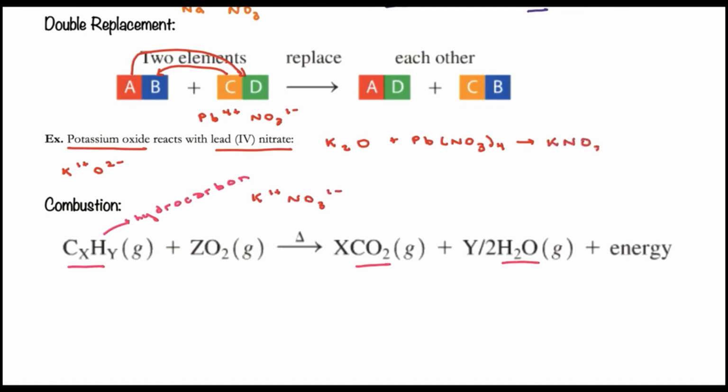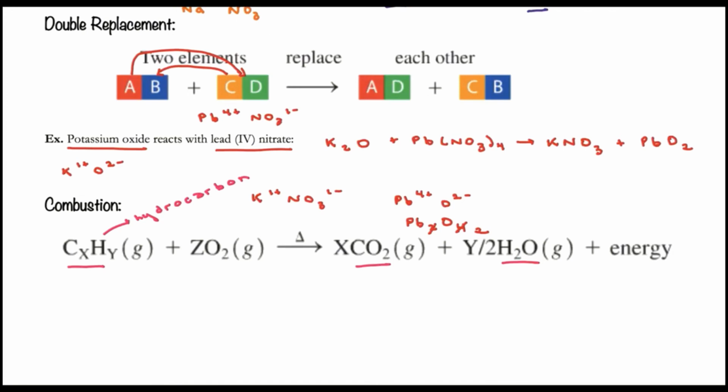And then lead is going to form a compound with oxygen. So lead is 4 plus, oxygen is 2 minus. So when I cross my charges, I get Pb2O4. Keep in mind I need to simplify this, so it's going to be just PbO2. Okay, so again, I don't expect you to be able to actually write out your products yet, but I do expect you to look at this and say, oh look, potassium's with oxygen, but now potassium's with nitrate. And lead was with nitrate, but now it's with oxygen. So this must be a double replacement reaction.